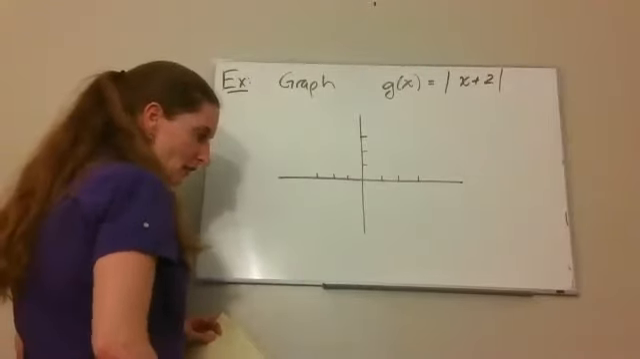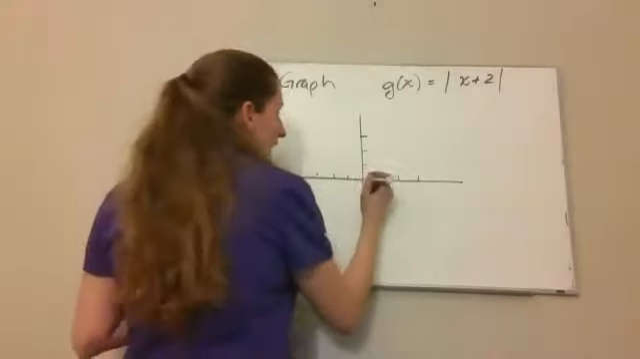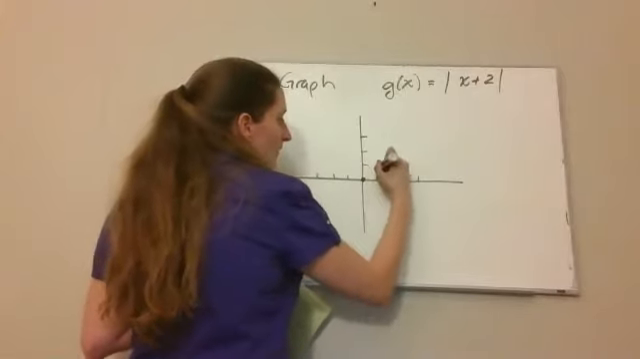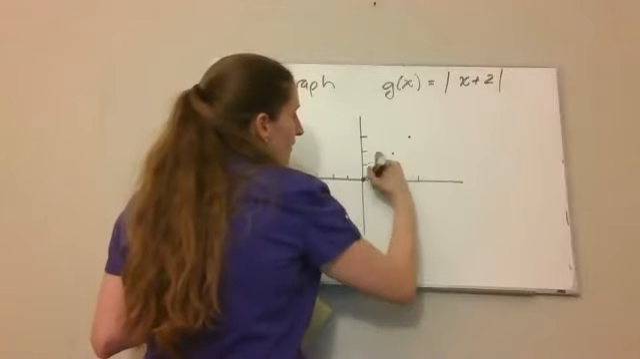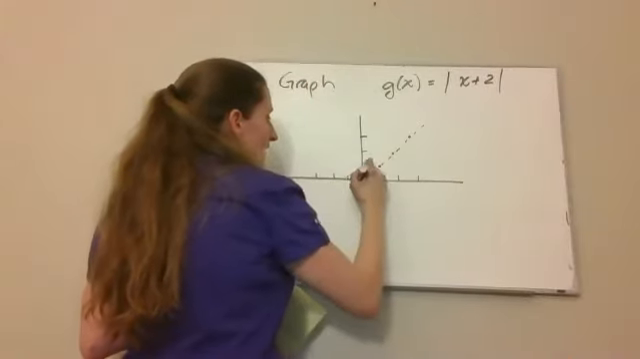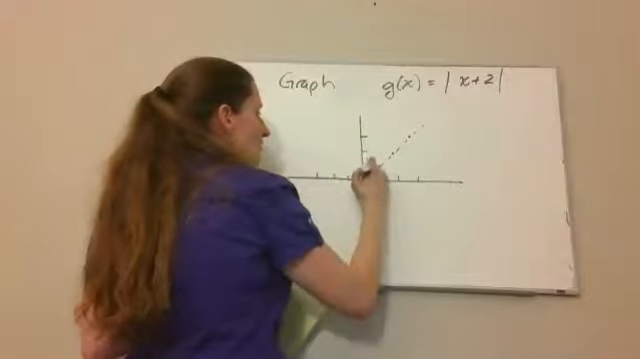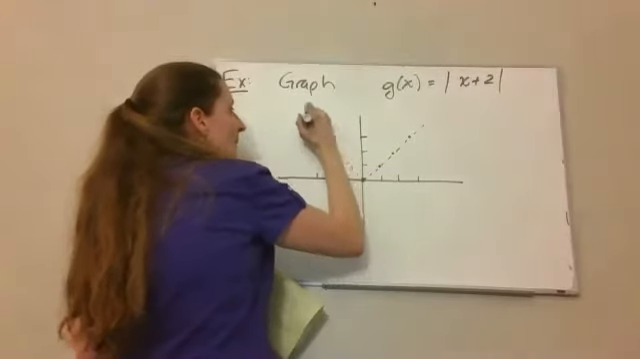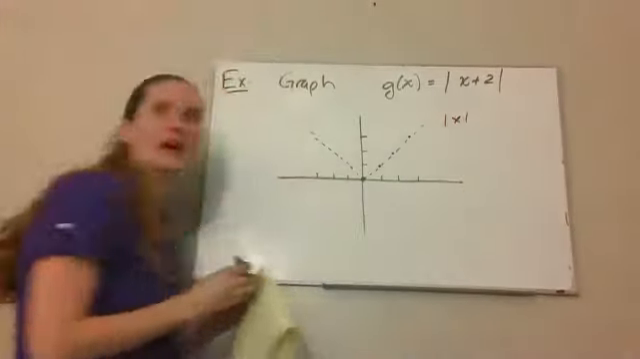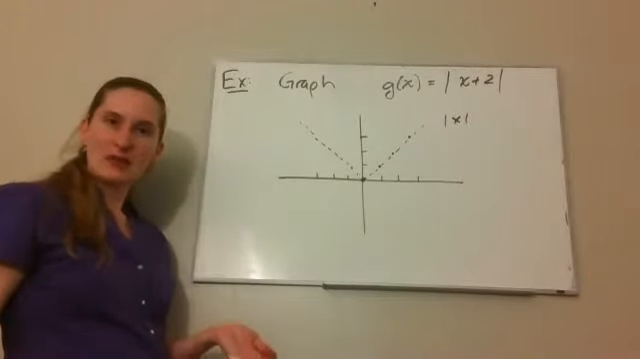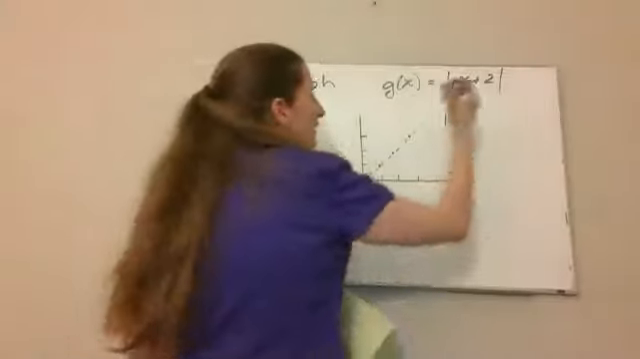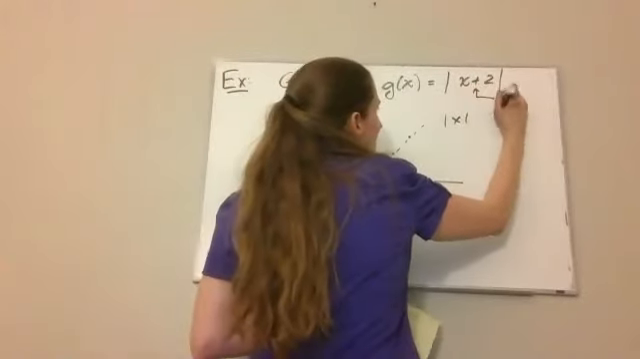All right, so let's first graph absolute value of x. Remember, that's the one that has the nice V shape, diagonal lines going in both directions. There's my absolute value of x. Now I have that plus 2. Which direction is that going to shift? Well, that plus tells you it's going to shift to the left.